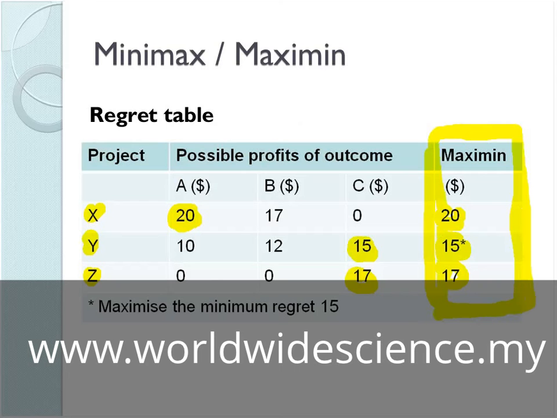Okay. So that means that with the regret table we maximize our minimum profits, which is 15. Okay. This is another way you can make a decision among your projects.